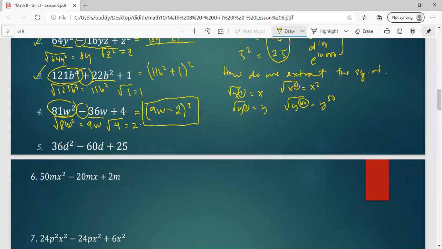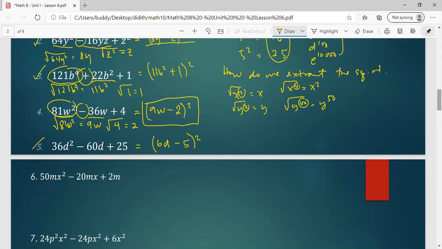For this one, this is also a perfect square trinomial, and the factors are the square root of 36t squared, this is 6t, minus the square root of 25, quantity squared.